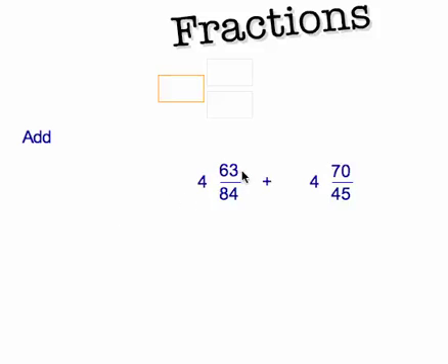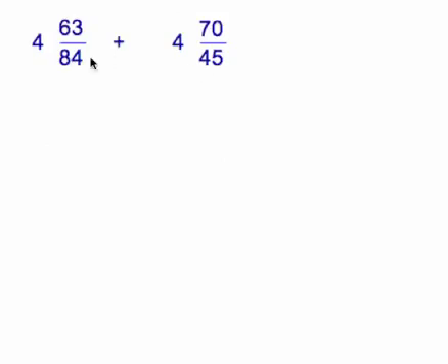Add 4 and 63/84ths plus 4 and 70/45ths. Alright, so let's go and solve that. So we have 63 over 84. Now 63, I'm thinking it's 7 times 9, and 84 is 7 times 12, right? So 7 goes into the top and into the bottom.